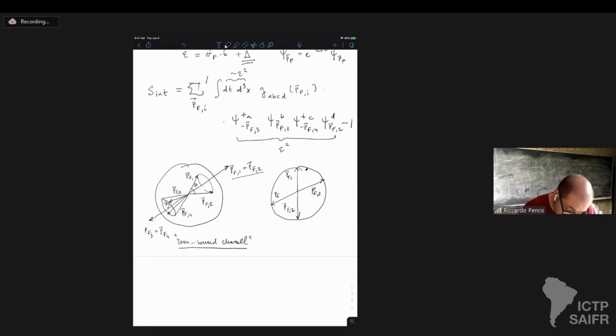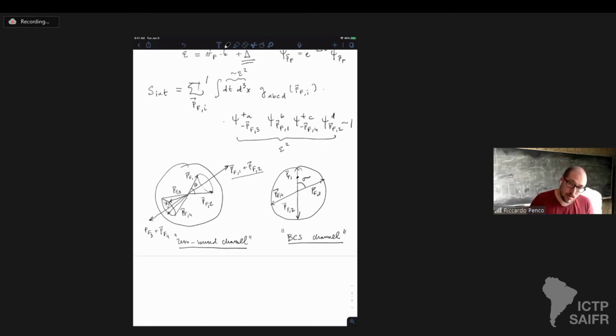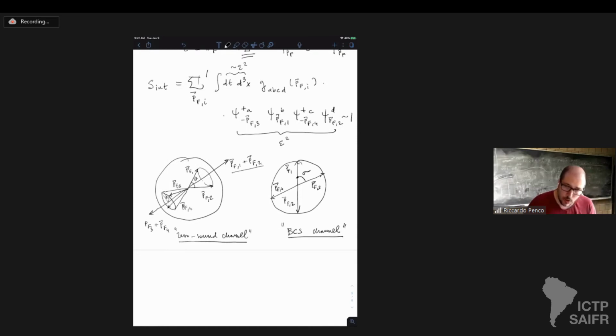physics will only depend on the angle, let me call it sigma, between, say, PF1 and PF3. So this other kinematical configuration is known as the BCS channel. And you can think of this essentially as two different kinds of quartic interactions, okay? Two different contractions of these possible labels that preserve all the symmetries. Similarly, okay, very good. So let me focus now on the BCS channel.